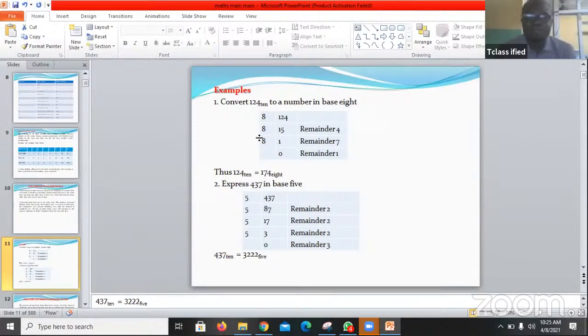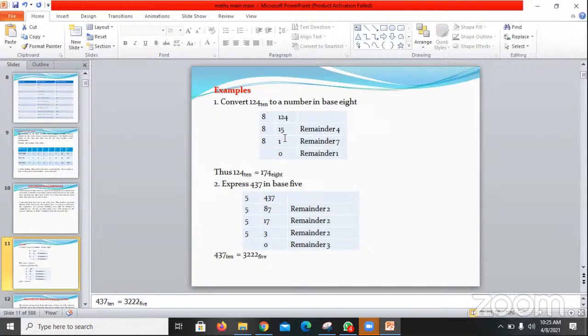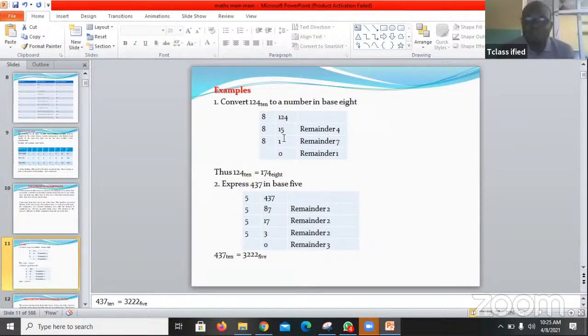Okay. So I want you to also do 15 divided by 8. What will you get? You will get 1 point something. 1.875. So you write that 1. Then if you want to know the actual remainder, remember you take the 0.875 that you got times 8. What will it give you? It will give you 7. Good. That's why you have 7 here.